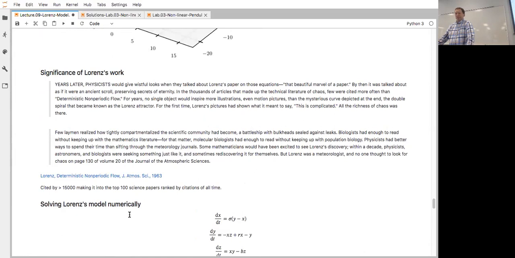Takeaway. Years later, the physicists would give wistful looks when they talked about Lorenz's paper on these equations. They'd say things like, that beautiful marvel of a paper.